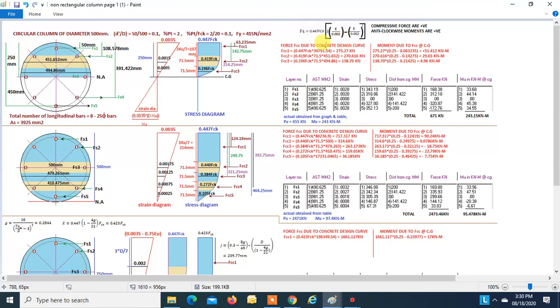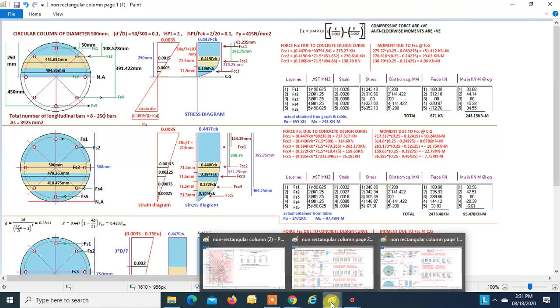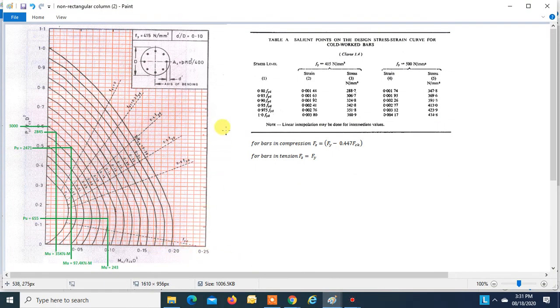Over here, this detail is shown because we are given the interaction design curve for circular columns in SP16, and we will also cross check our results with that. This is the diagram which I have taken from SP16, where D dash by D is 0.1 and fy is 415. Now all these interaction curves are for the ratio of pt by fck. Our ratio of pt by fck is 0.1, so we are taking this.